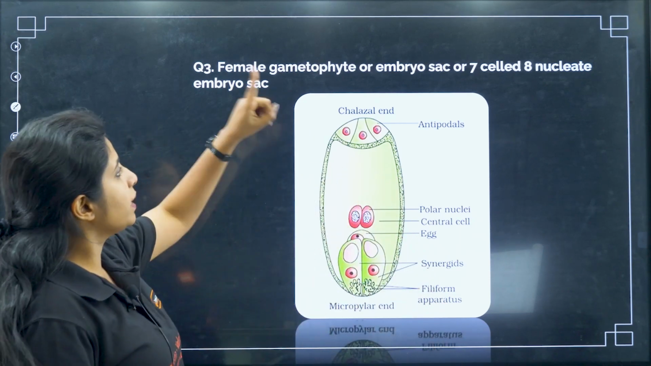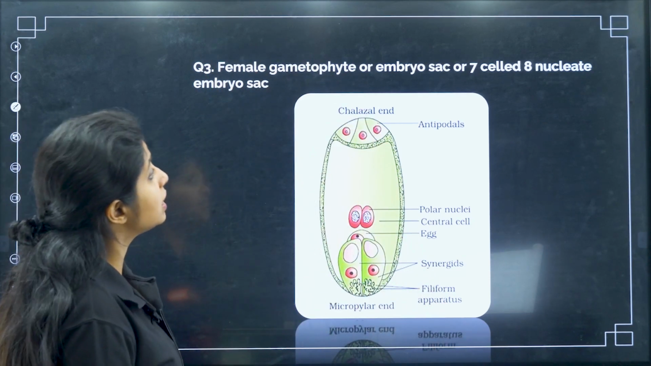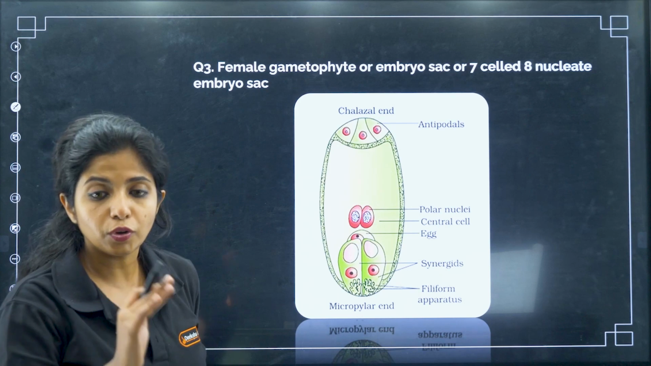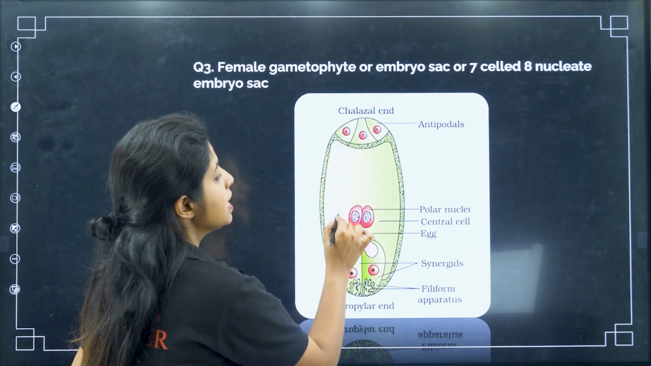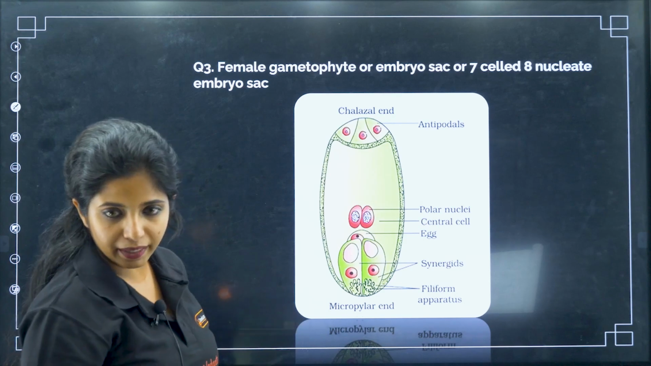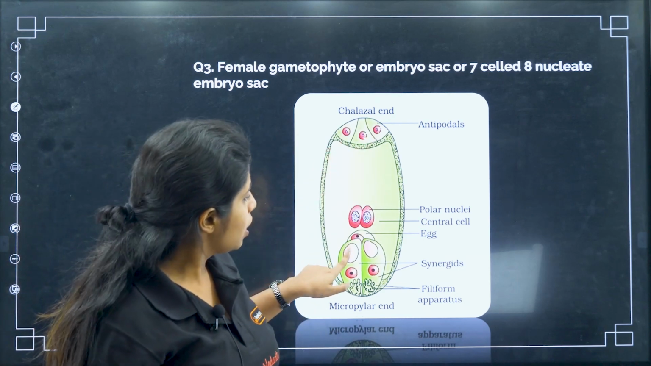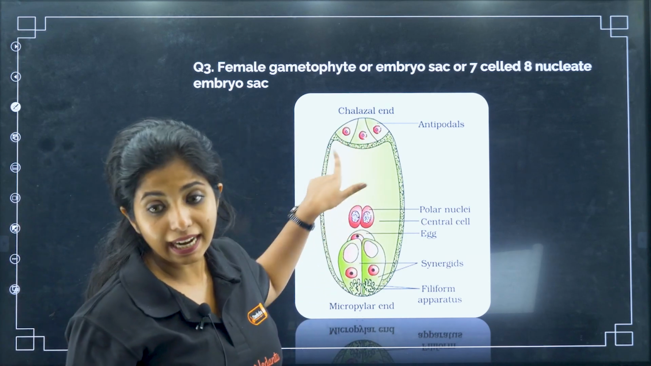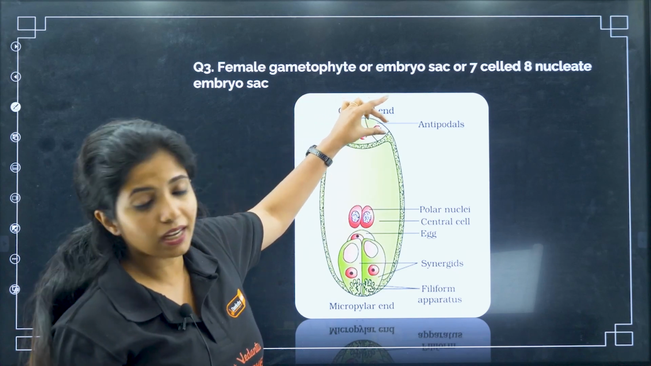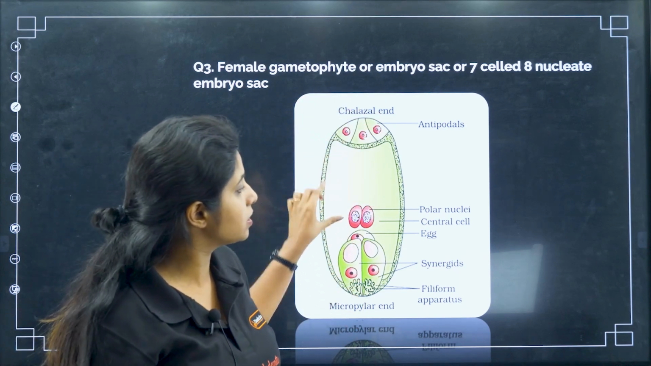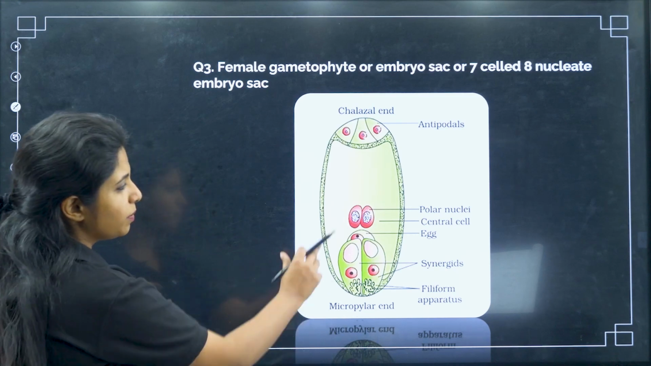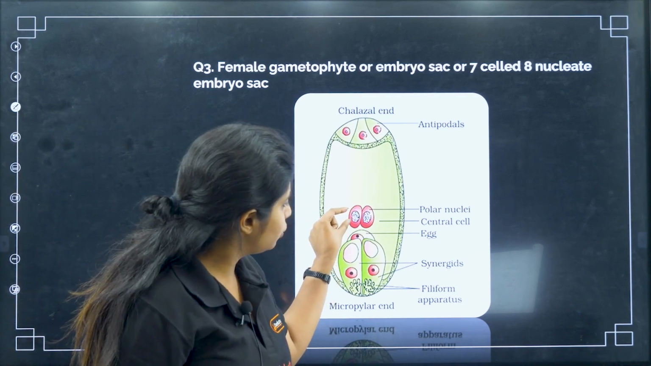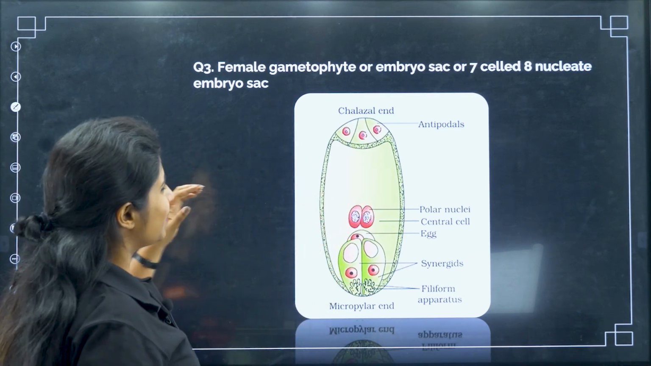Now, female gametophyte or embryo sac or 7-cell 8-nucleate embryo sac, my dear children, how do you make it over here? 1, 2, 3, 1, 2, 3, 6. Okay, 3 plus 3, 6, and then this whole thing is the 7th cell. If you talk about the nucleus, 1, 2, 3, 4, 5, 6, and 7 and 8. 8 nuclei are there. All the cells are haploid in nature except the central cell, which has 2 nuclei, which is why it is diploid in nature. Or basically you cannot call it diploid. This nucleus is haploid, this nucleus is haploid anyways.